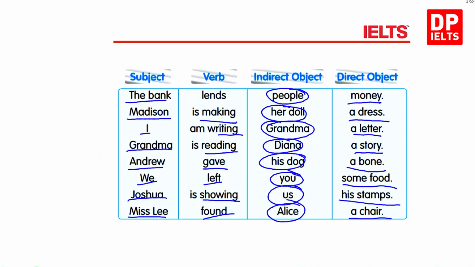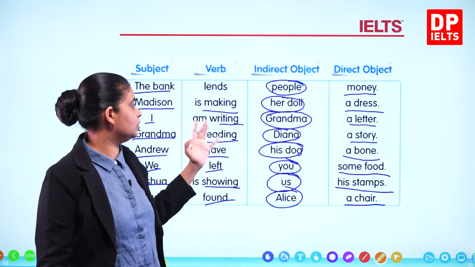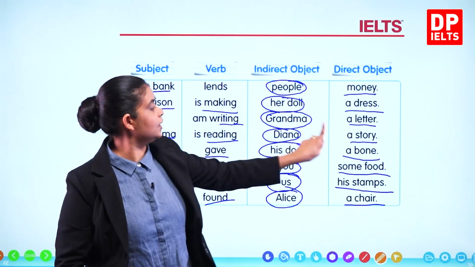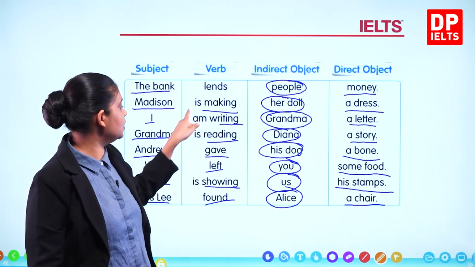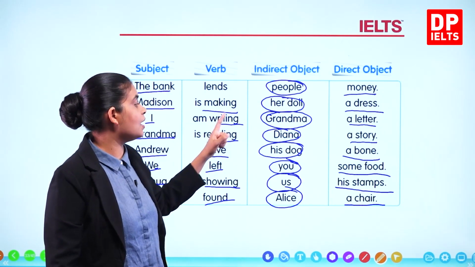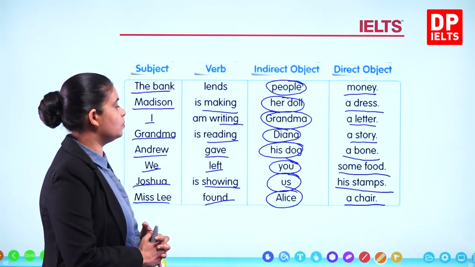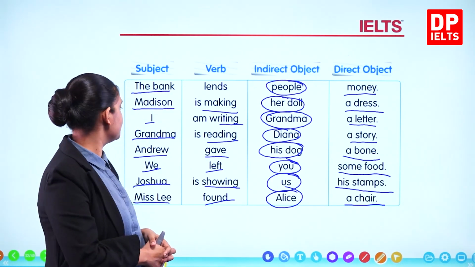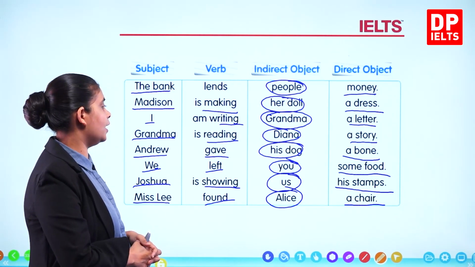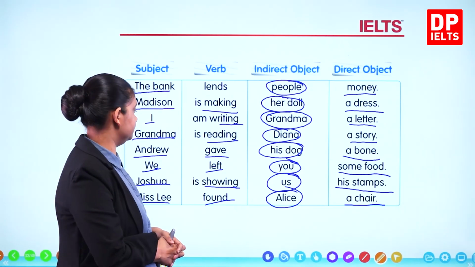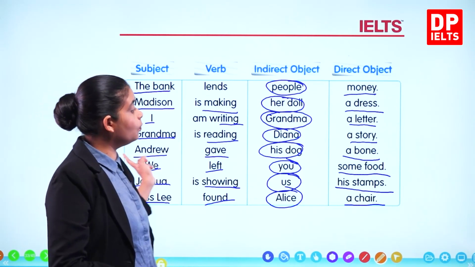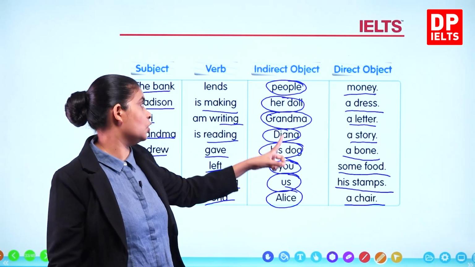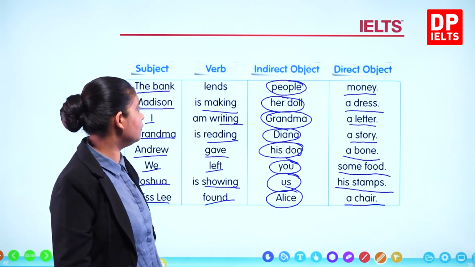Grandma is reading Diana a story. Grandma is reading a story to Diana. Who is reading? Grandma. What is she reading? A story. Reading is a verb. To whom is an indirect object. Every time, the to whom is the indirect object. Right? Andrew gave his dog a bone. Andrew gave a bone to his dog. Who gave? Andrew. What did he give? A bone. To whom? His dog. So his dog is an indirect object.